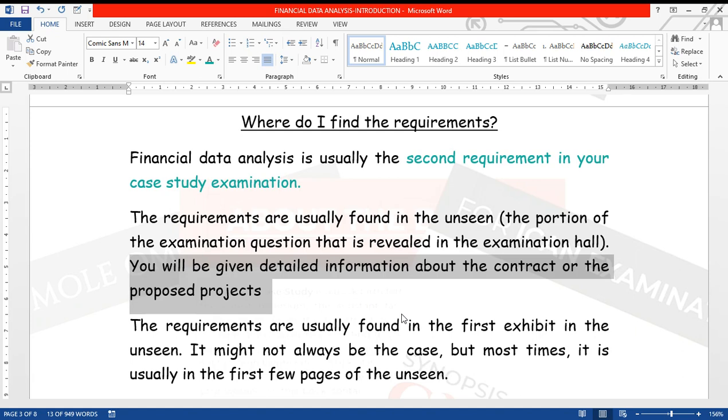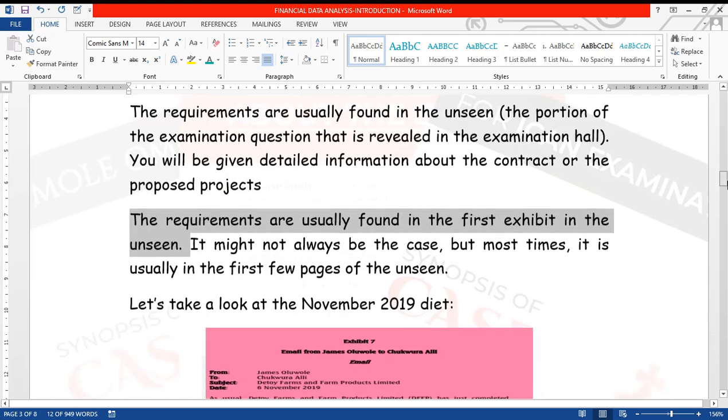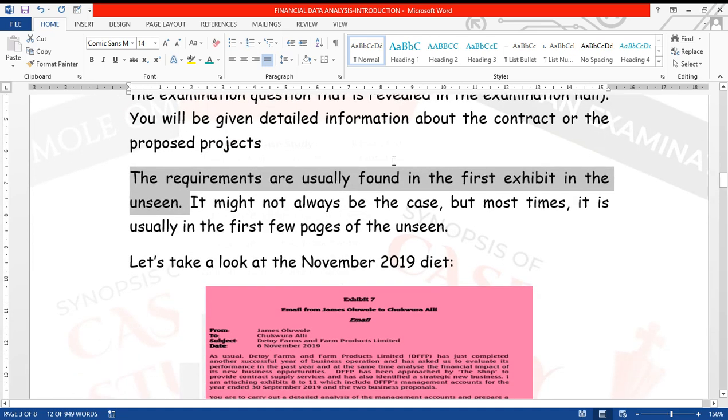Now, the requirements are usually found in the first exhibits of the unseen. Take note, I'm using the word usually. Please don't cram these things. It is not always the case, but most times it's in the first few pages of the unseen. So I'm just trying to give you tips, in case you have checked from back to back, cover to cover, page to page, and you have not seen or could not find the requirement, or didn't locate where the requirement is.